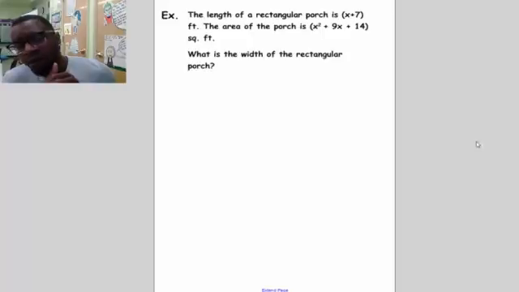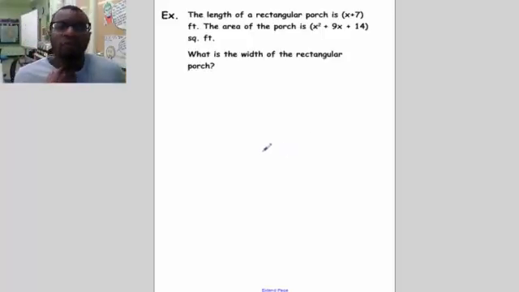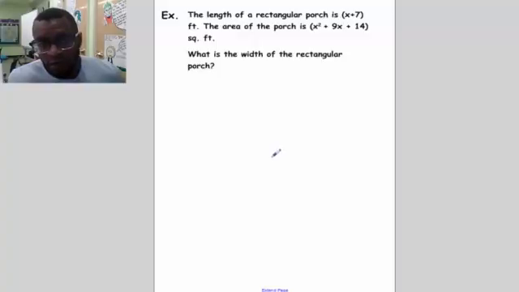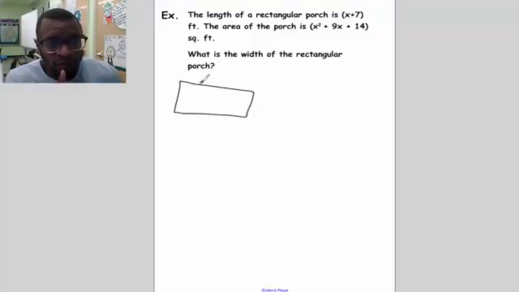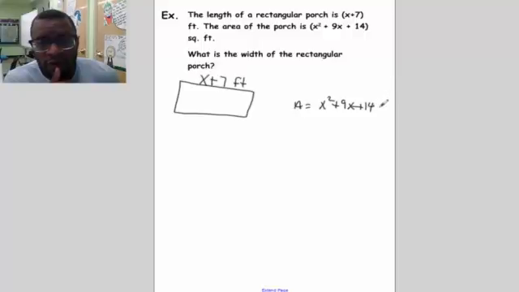Okay, and now finally let's look at an example of a word problem. The length of a rectangular porch is x plus 7 feet, and the area of this porch is x squared plus 9x plus 14 square feet, and we want to find the width of the rectangular porch. So we have this porch that's rectangular, and we know that the length is x plus 7 feet, and we know that the area is x squared plus 9x plus 14 square feet.